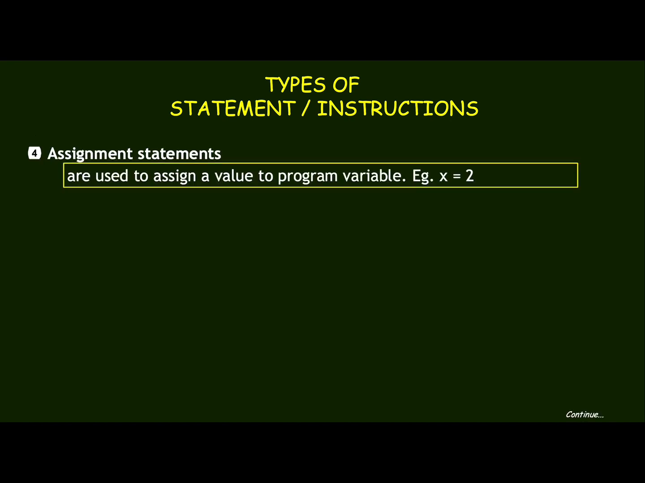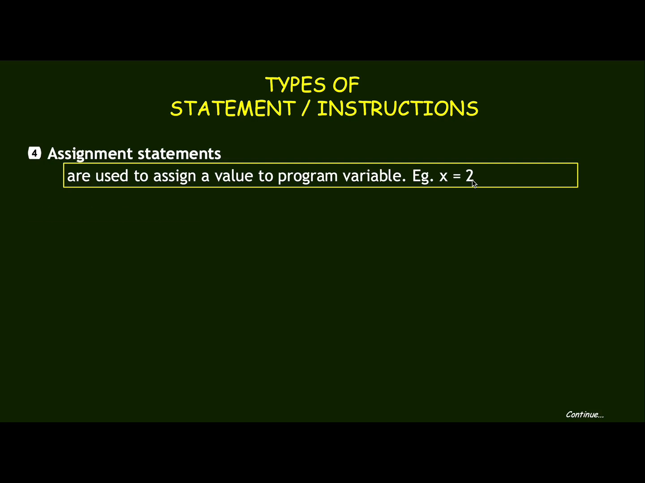Now we have assignment statements, which are used to assign a value to a program variable. For example, x is equal to 2. So we have assigned 2 to x. In other words, anywhere we see x, we should know that it is 2. This is like the way we do it in our elementary maths. So we use it to assign values to program variables.